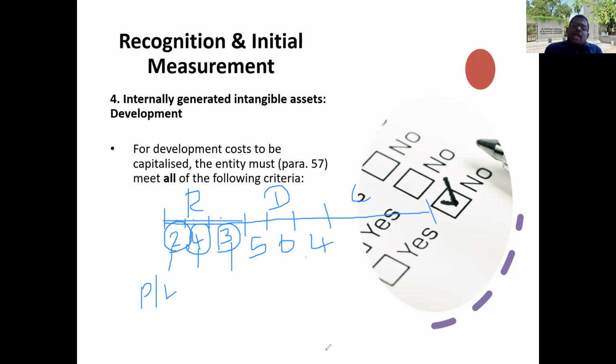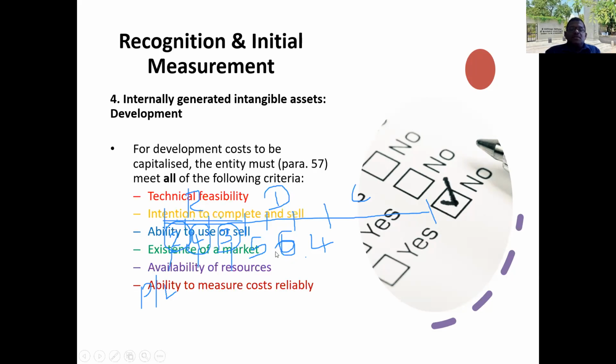So what are the other things? Just by looking at the standards, we can't tell the treatment. We need to understand the nature of the development cost. Just give me a little bit of time to explain. For development cost to be capitalized, the entity must meet all the following criteria. But in research, we didn't follow any evaluation. We didn't look at the criteria. If it is research, of course, you can charge it to the P&L. But if it is a development cost, you have to look at certain criteria. What are those criteria?